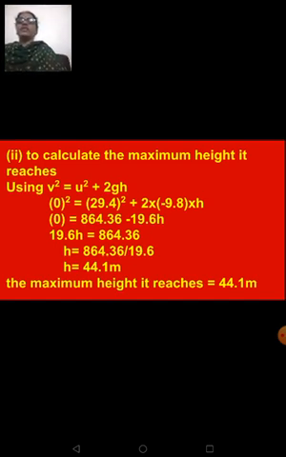So 864.36 divided by 19.6 will give you 44.1 meter. These are all simple multiplication and division which you can work by yourself and check the answer. I've solved and seen and I've given the answer. So now the maximum height the ball reaches in 3 seconds of time will be 44.1 meter.